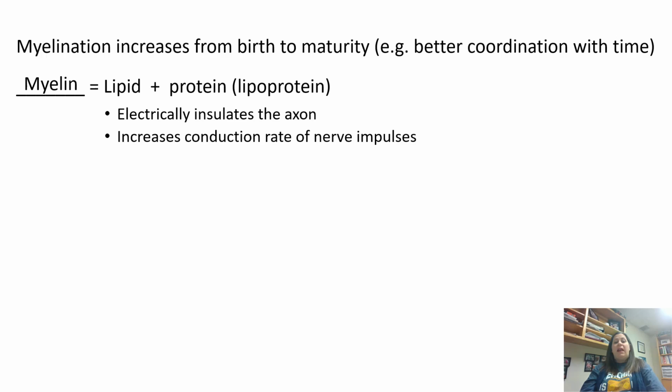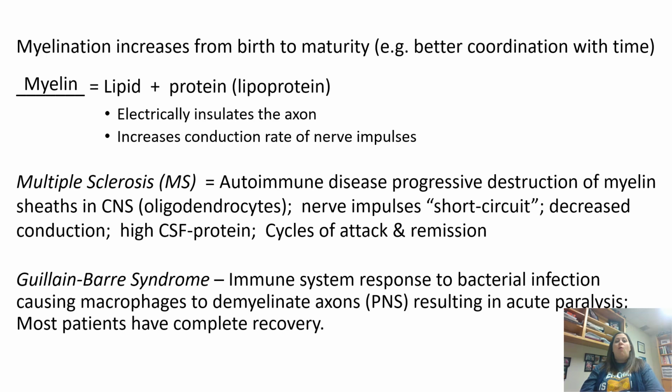Now, myelin is made out of a lipid and protein mixture. It is going to electrically insulate the axon, and it's going to increase the conduction rate of the nerve impulses. Now, we do see that when there's an issue with the myelin that covers these axons, if it's in the central nervous system, this is known as multiple sclerosis or MS. This is an autoimmune disease where the oligodendrocytes are actually being destroyed by your immune system. This means that they can no longer make that myelin around there, and so it causes the nerves to short circuit. Okay, it starts to cause them to not be able to send their signals like they should.